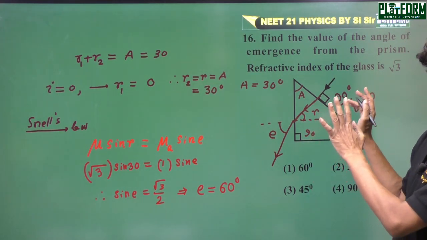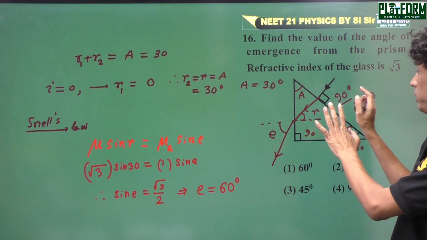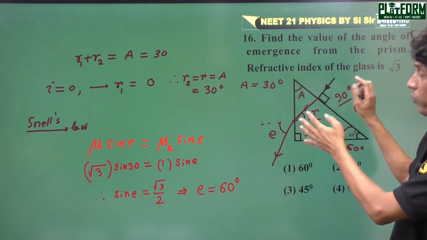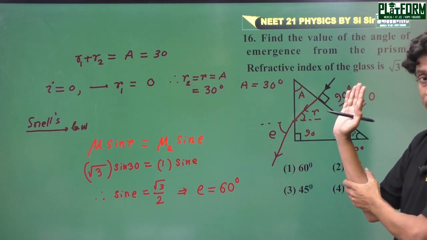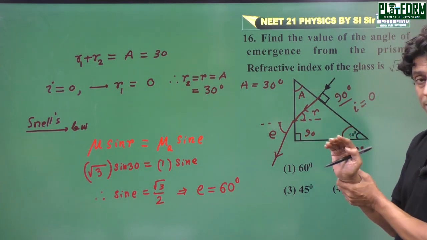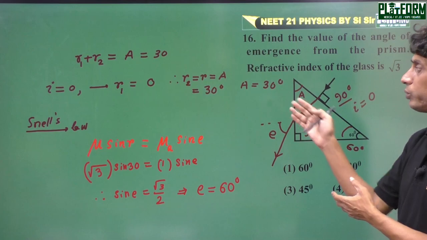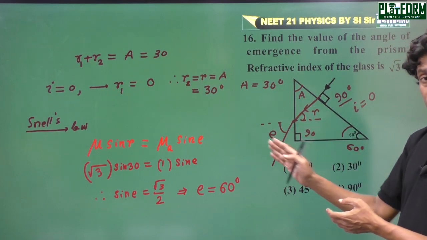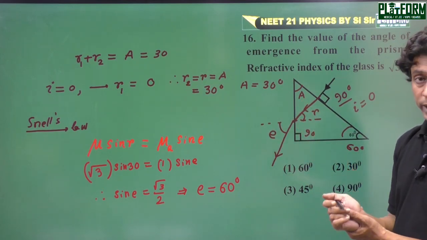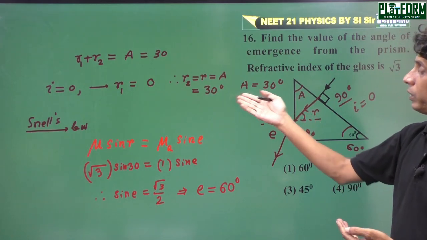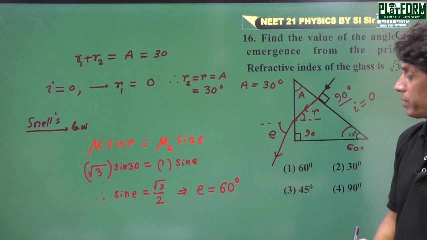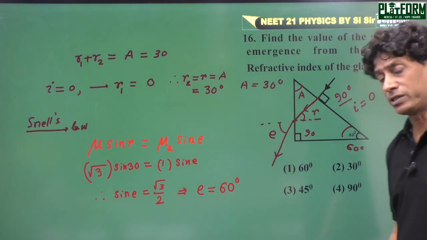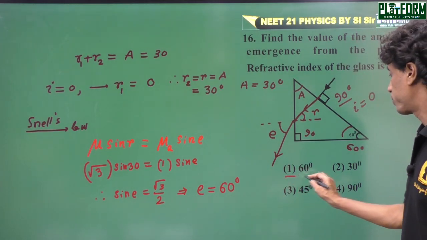Just check here: the given angle of incidence is 0, so the corresponding angle of refraction on that surface is also 0, and you know the angle of incidence on the other refractive surface R2 equals A, simply R equal to 30 degree, and from Snell's law it becomes very simple, and the angle of emergence is 60 degree. Correct option here is 1.